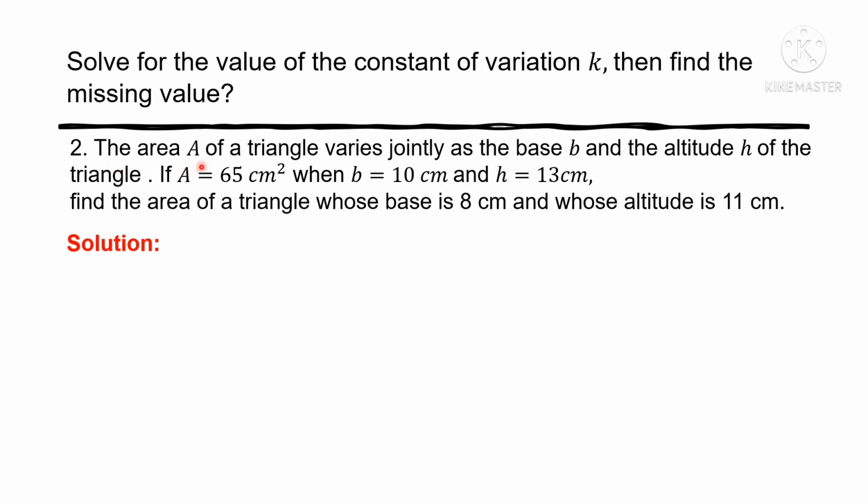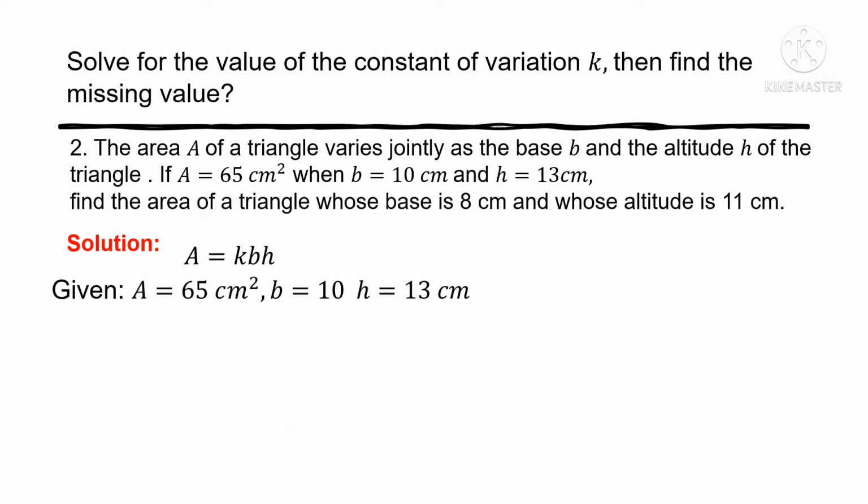The area A of a triangle varies jointly as the base B and the altitude h of the triangle. We have to translate that into mathematical sentence or equation. So that is now A equals constant of variation times the base times the height. Okay, then we'll solve for K, or the constant of variation, using the first set of values. That A is 65 when B is 10 and H is 13.